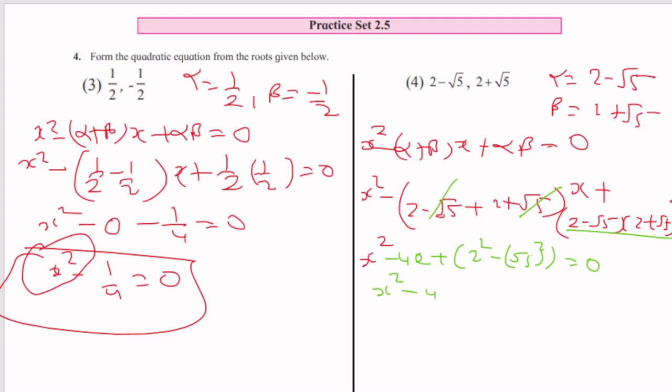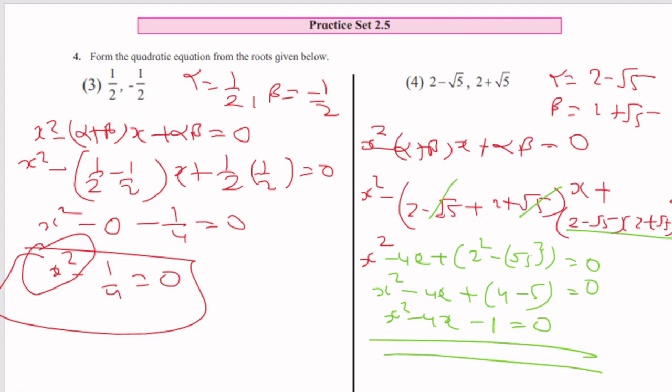So x square minus 4x. Solve it. 4, root 5 square, 5, equal to 0. So x square minus 4x and 4 minus 5, minus 1 equal to 0. This is your quadratic equation.